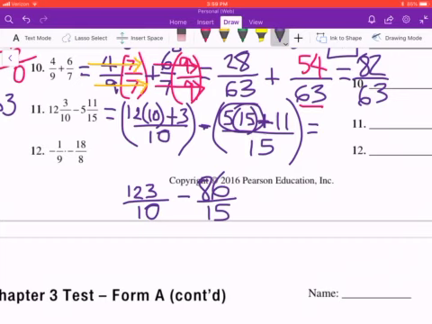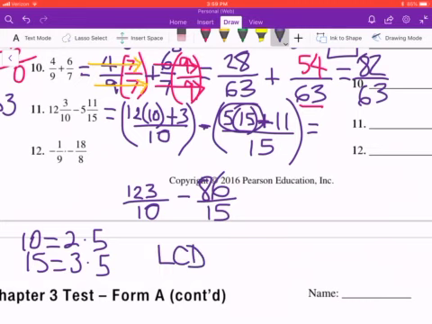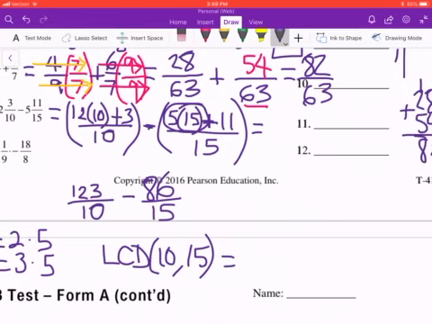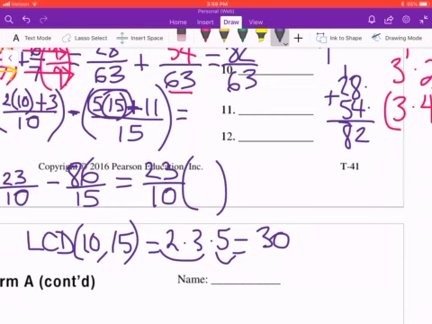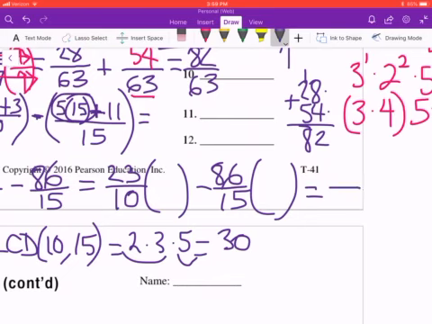However, here they do not have the same denominator. The prime factorization of 10 is just 2 times 5, and the prime factorization of 15 is 3 times 5. So the lowest common multiple of 10 and 15 is going to be the product of 2 times 3 times 5, which is 6 times 5, which is 30. So 30 can be divided by 10 and 15. That's why we use that. So we have 123 over 10, and here we're going to have 86 over 15, and we want both of them to have the same denominator, which is 30.